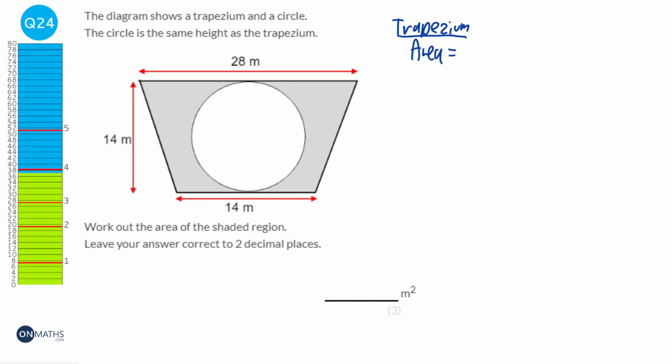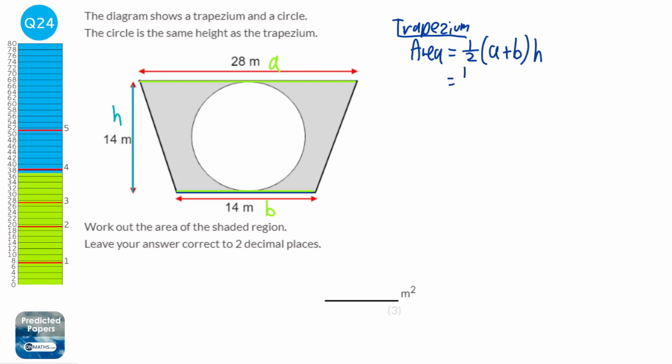So the first thing we're going to do is work out the area of the trapezium. And the formula for that is half brackets a plus b times h. Now a and b have to be the parallel sides. So here we've got the two parallel sides, here and here. So that is a and b. And then the h is the perpendicular distance between them. So perpendicular means it hits it at right angles, so that's what we've got here.